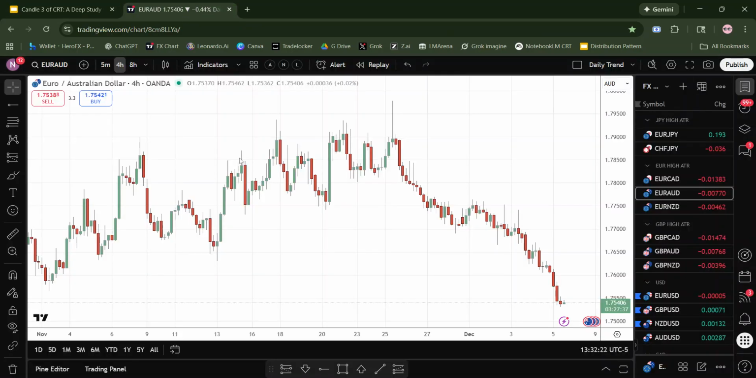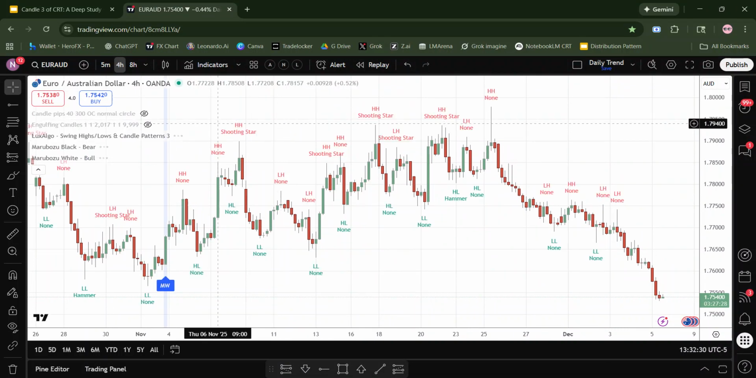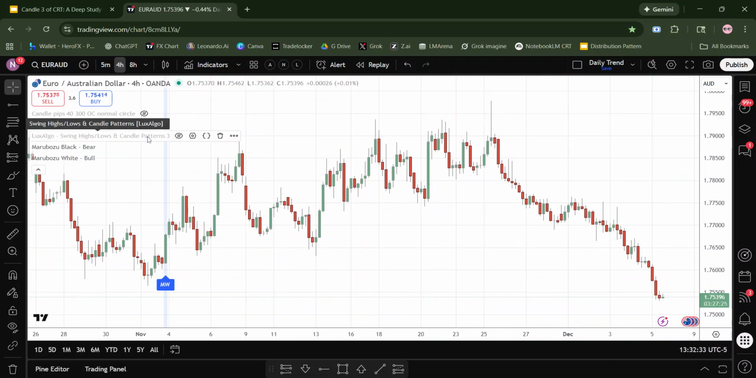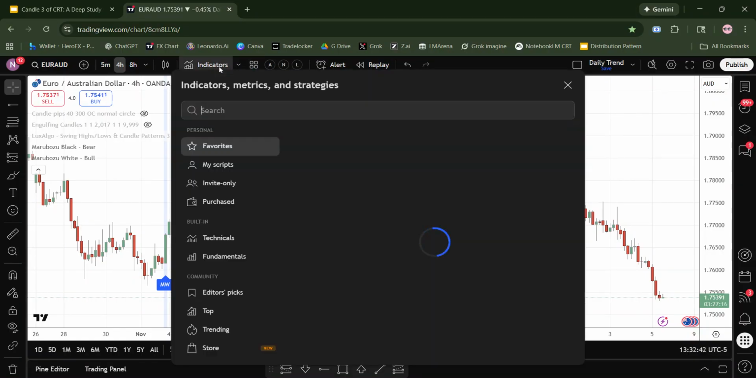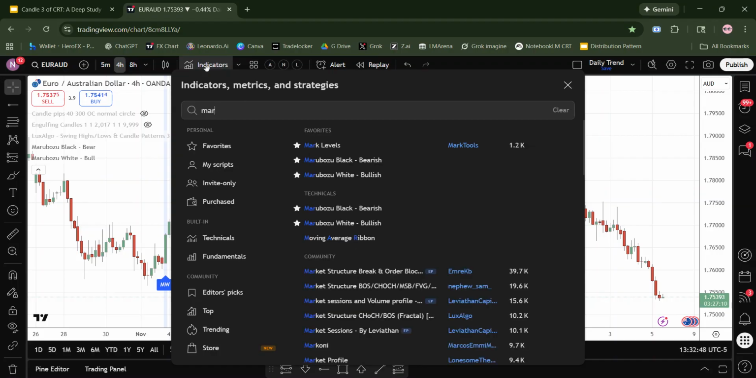So we're going to start on just a random pair, which is Euro Aussie. This is the 4-hour chart. I already got the indicator saved, but I'll show it to you. Let me get rid of that. Okay, so let's see here. The direction or the expansion candle indicator is this one right here. If you type in Marubozu, just this one right here, black and white, the bearish and the bullish one. That's what you're looking for. If you just go to indicators and type in Marubozu, you may see some others, but these are the ones that made the most sense.